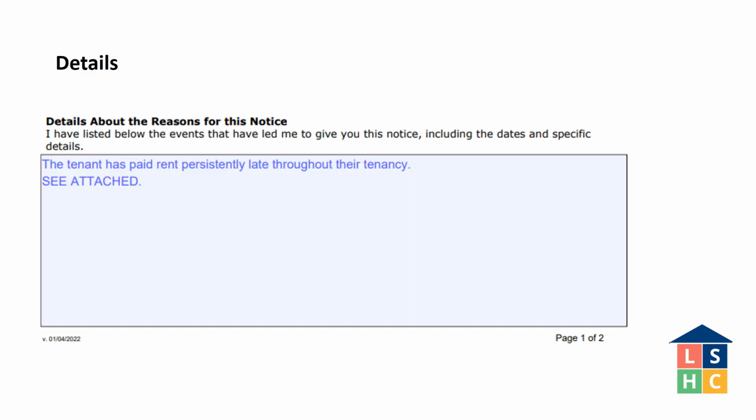Make sure to include all the necessary details of the tenant's late payment history. There is limited space in the details chart, so if you need more room to outline all the details, write "See attached" in the box and attach additional pages.